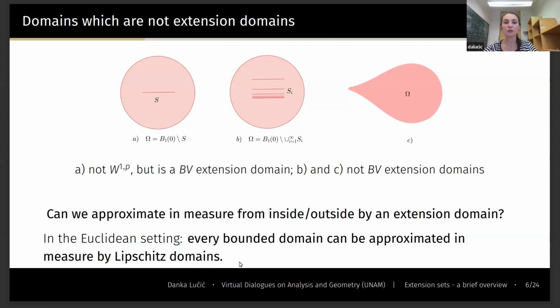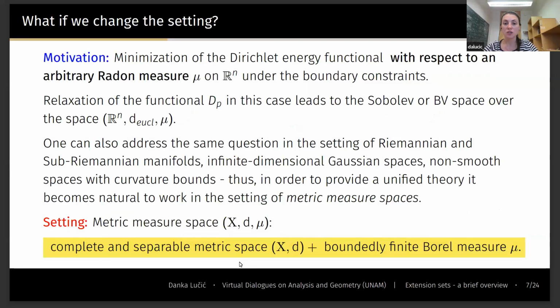So now all of these questions were in the Euclidean setting, but actually one is allowed to change the setting and is also motivated to change the setting. Why? Because we can be interested also in the minimization of the Dirichlet energy functional that I showed you before, where the energy itself is not with respect to the Lebesgue measure on Rn, but with respect to some arbitrary Radon measure on Rn.